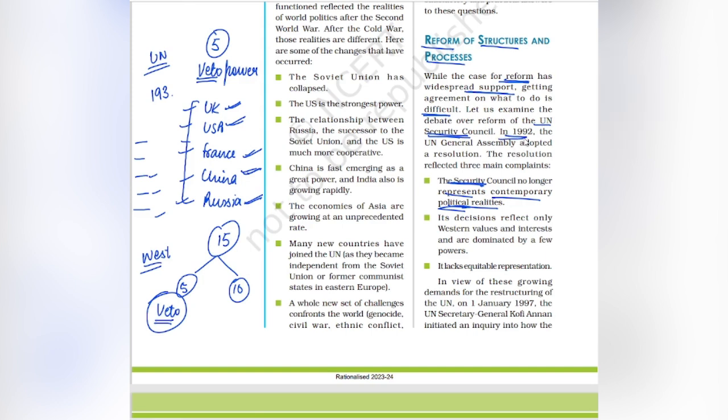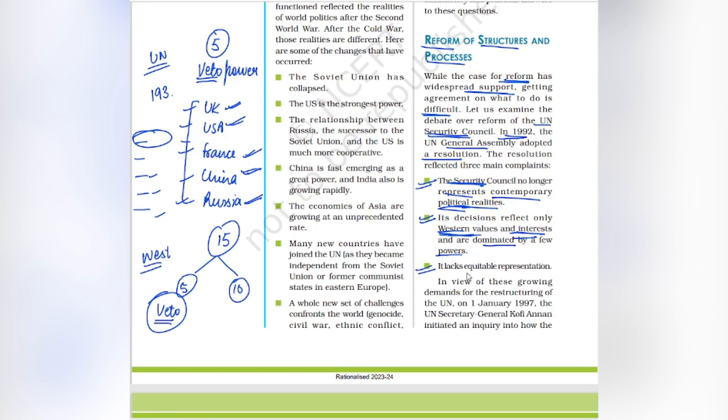So in 1992, the United Nations General Assembly, this General Assembly in which almost all countries are members, adopted a resolution, right? And the resolution reflected these three main complaints. First one was about the Security Council and its permanent membership. Now the second one was that the decisions taken by the United Nations usually represent Western values and interests, because usually whatever decision was taken by the United Nations, it had a particular dominance of the Western countries, right? So it was dominated by a few powers and other countries were more or less neglected.